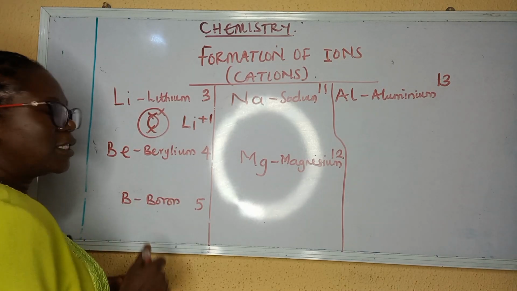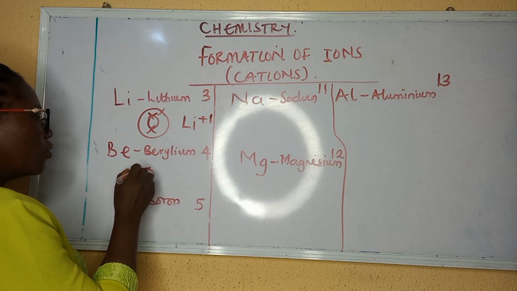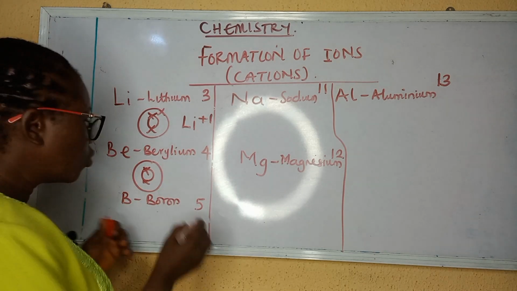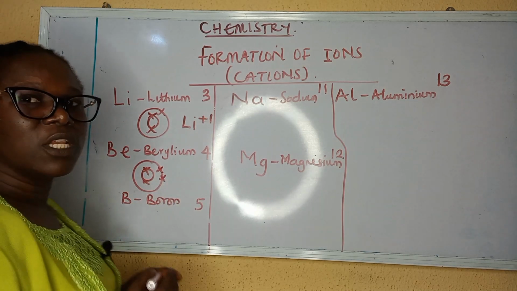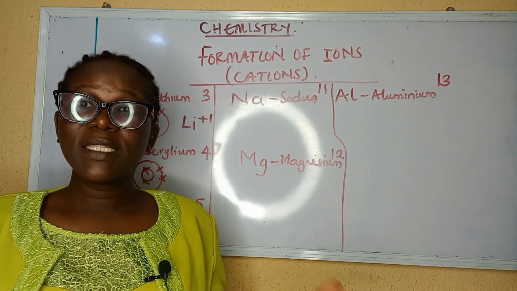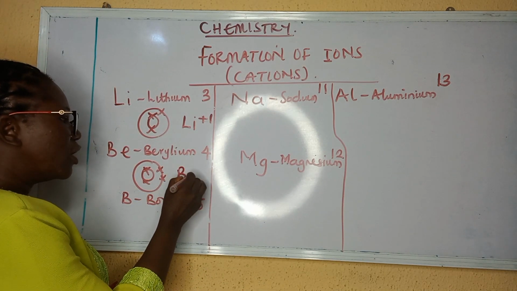The next element is beryllium, which has an atomic number of 4. Arranging this, the first shell takes 2, the second shell takes the remaining 2. So it means that this second shell is in need of 6 more electrons, but it's very difficult to gain 6. Rather, it's easier giving out 2. So such an element becomes positively charged.